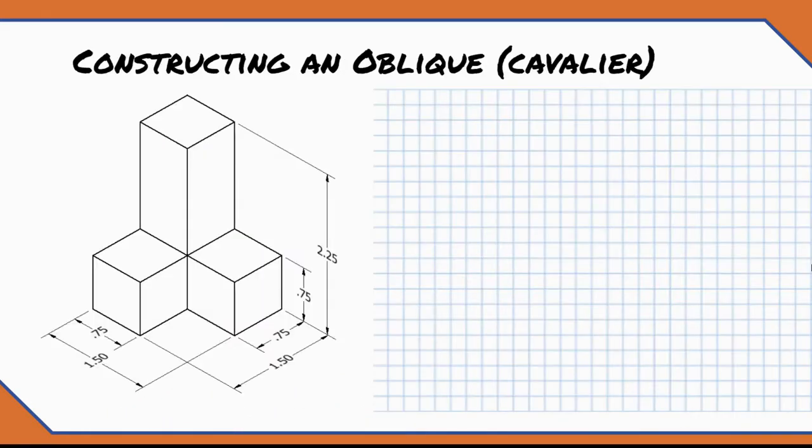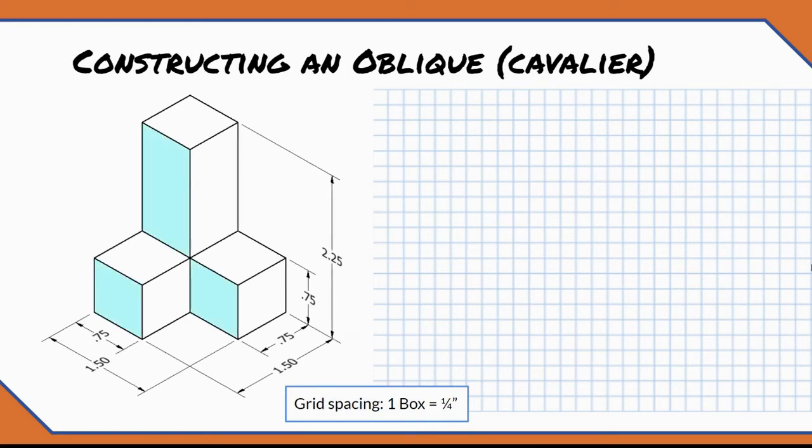Let's see the steps to make an oblique drawing of this puzzle piece. I'll use the scale of 1 grid space equals 1/4 of an inch for this example. The blue surfaces are my front-facing surfaces. These are the ones that will be drawn on the grid lines at their full size and shape.